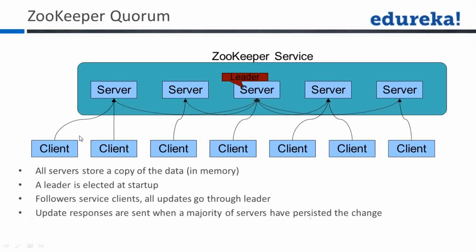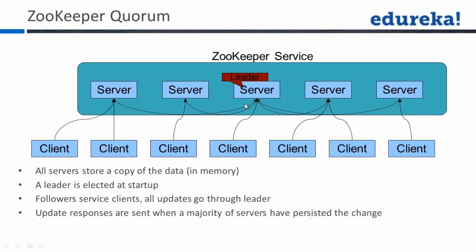So whenever an update happens, this leader server will send a proposal saying, okay, this update has happened. You commit this update and let me know if you have updated it. So if a majority of the servers respond back that okay, the update has happened.